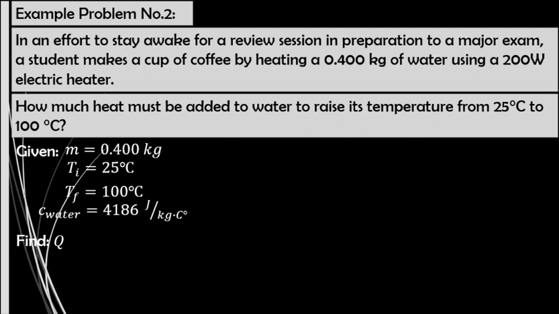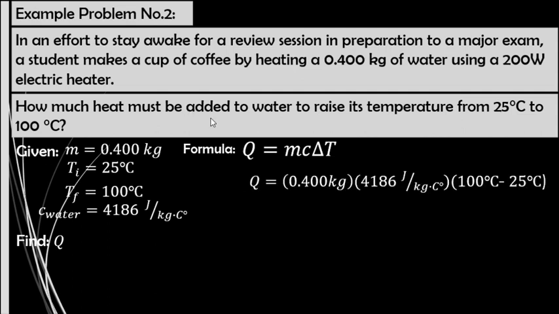So to start with, our general formula again is Q is equal to mc delta T. And we can have this direct substitution. So for our Q, that is mass, which is 0.4 kilogram, times C, which is 4,186 joule per kilogram times Celsius degree, multiplied by the change in temperature, which is the final temperature minus initial temperature. So 100 degrees Celsius minus 25 degrees Celsius.